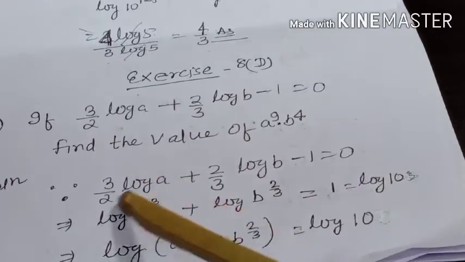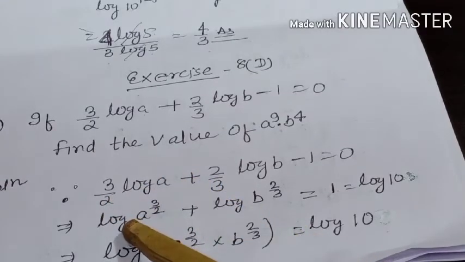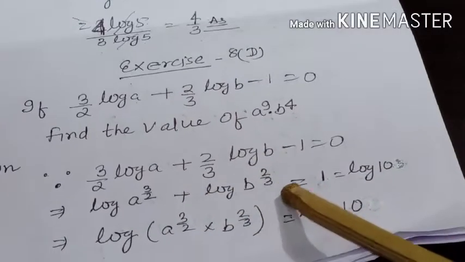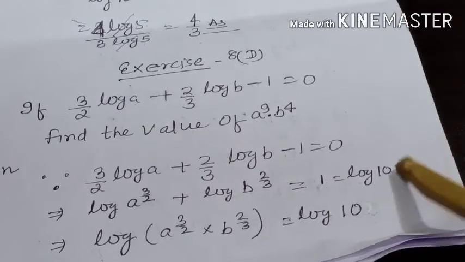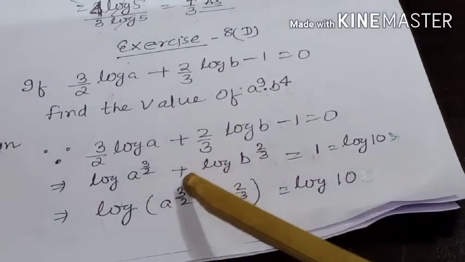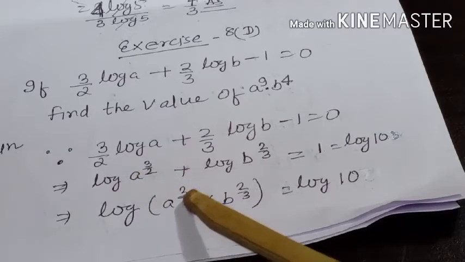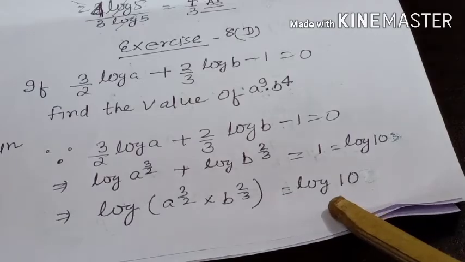What we'll do, this 3 by 2 will be shifted here following the power law. So it will become log A to the power 3 by 2, and this will become log B to the power 2 by 3. And this minus 1 will be shifted to the right hand side. 1 is represented as log 10. So when we follow the law of logarithm, this will get the form log of A to the power 3 by 2 into B to the power 2 by 3, that is equal to log 10.